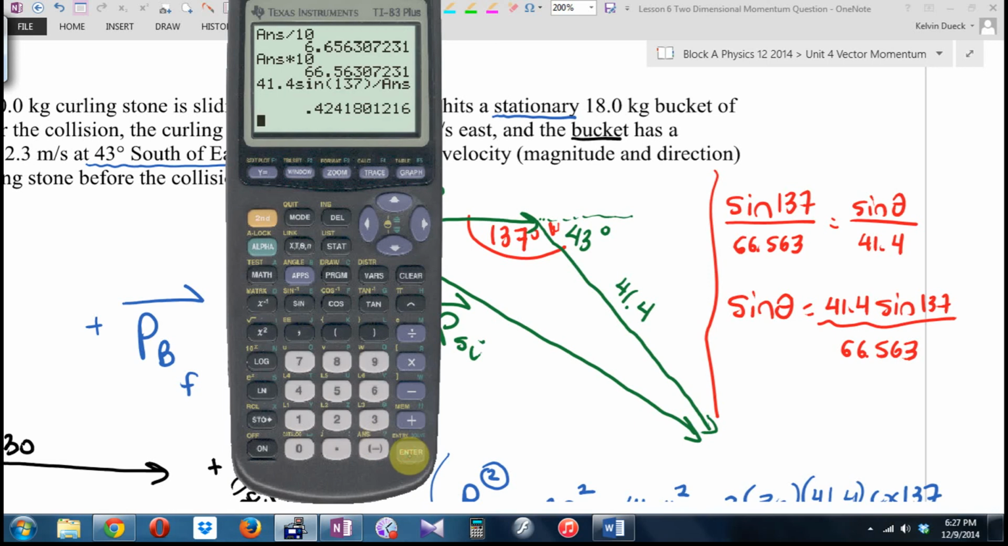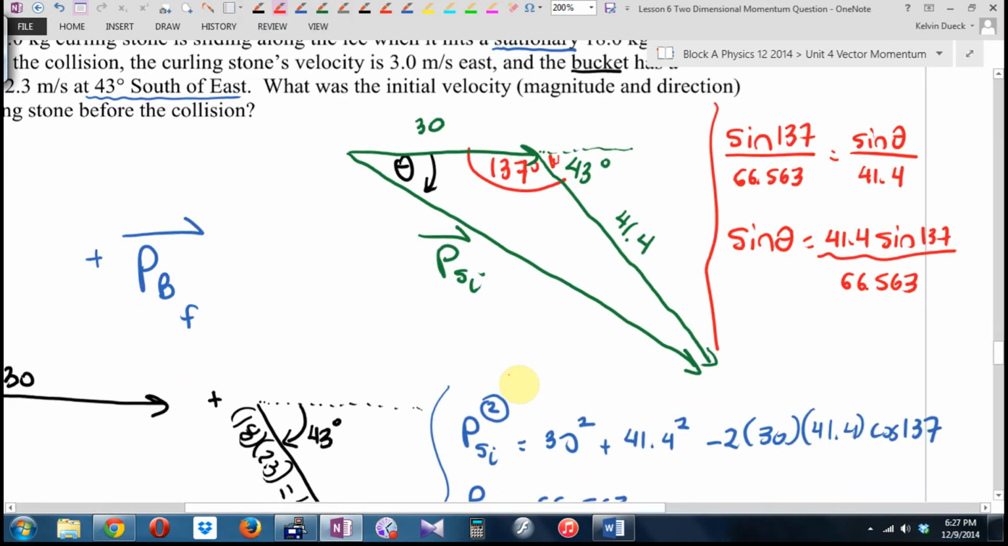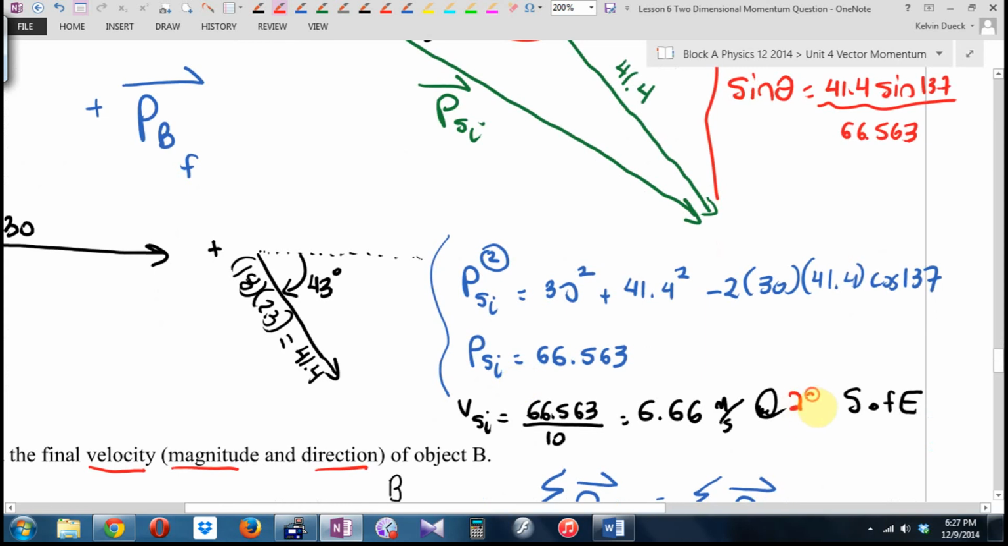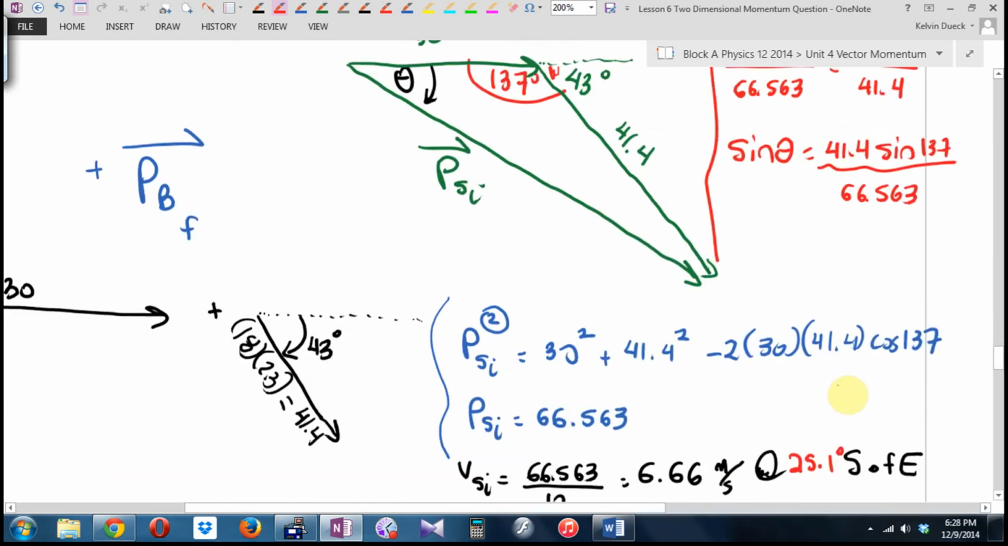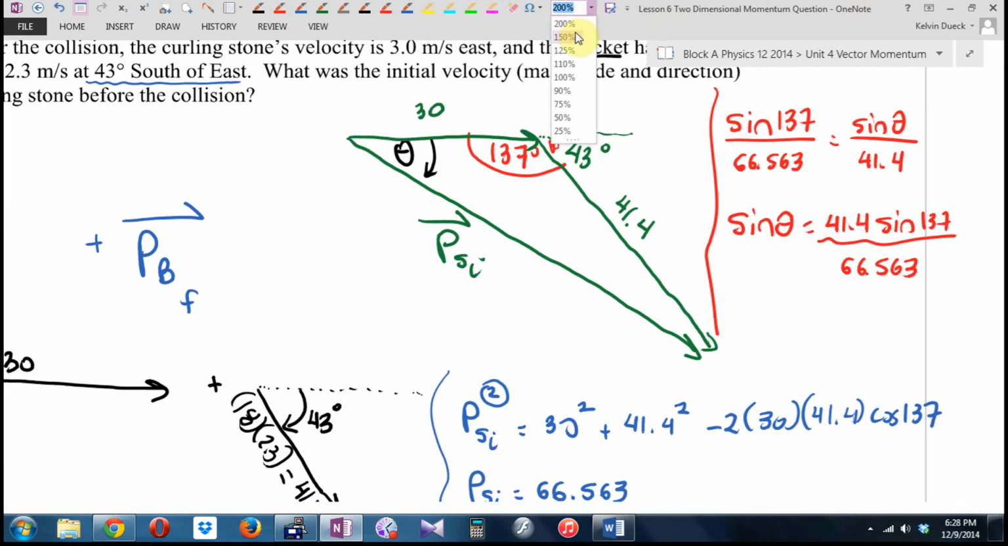Oh, that's the sine of theta. Shift sine of the answer. And I get 25.1 degrees south of east. I like this question.